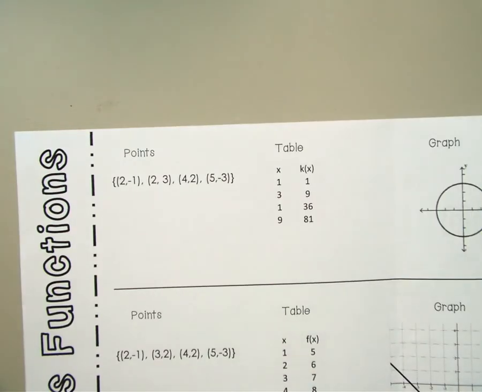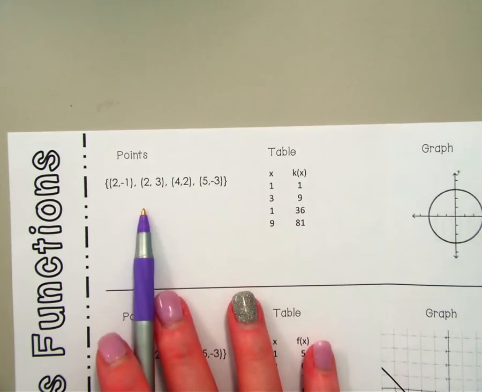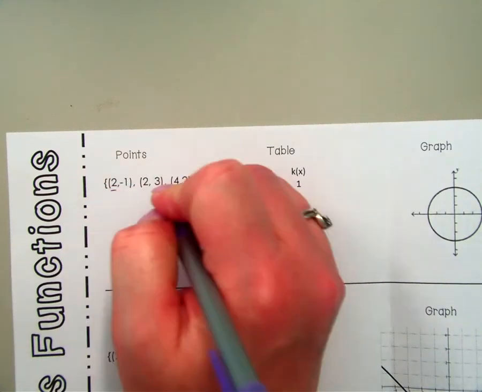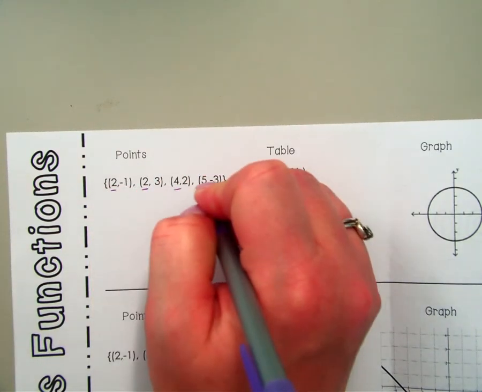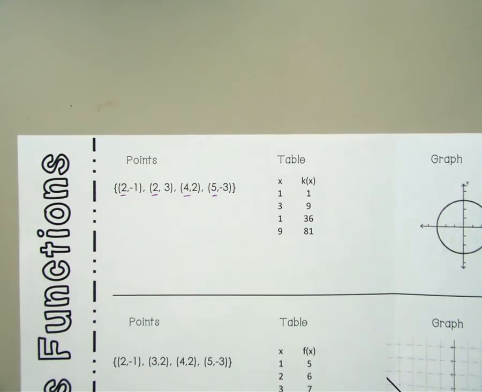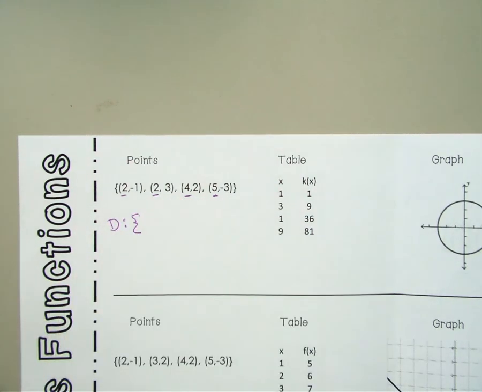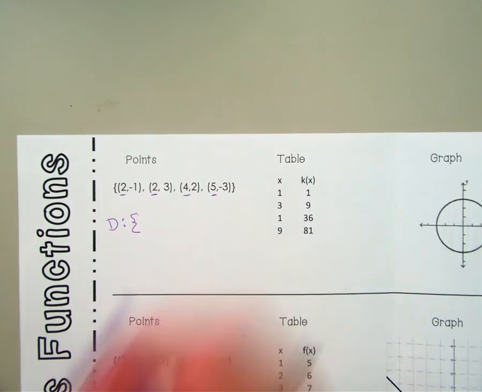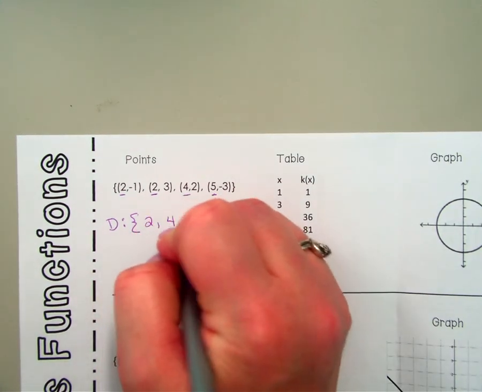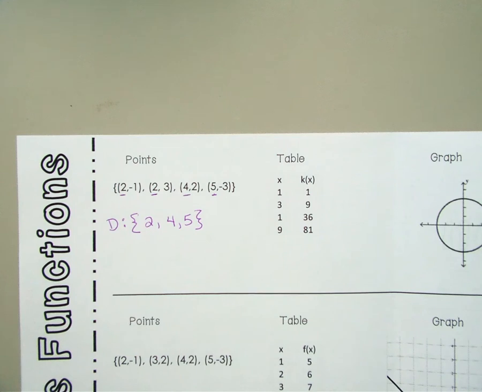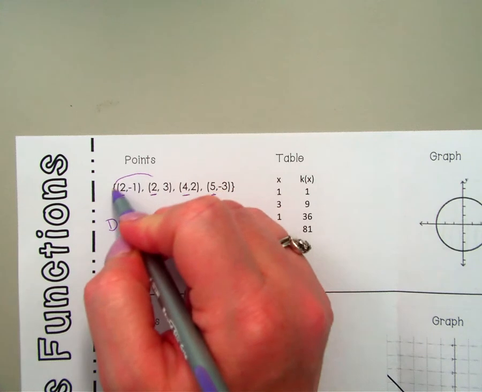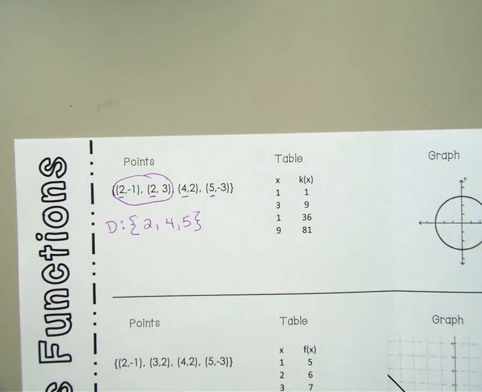So here we have a set of points up here. If we take a look at these, the way we can tell that this is a relation is you look at your x values, also known as your domain. If I were to write it out, D standing for domain, my little squiggly brace, my domain here would be 2, 4, and 5. Repeated values do not get written that many times. You just write it once. So this is a relation though, because that domain value of 2 is repeated.